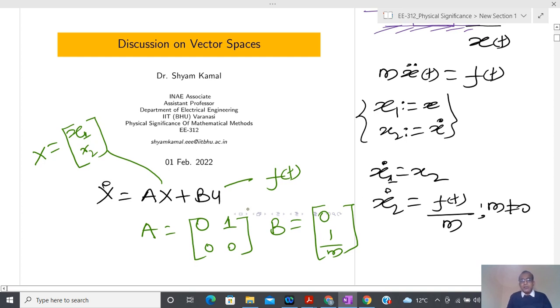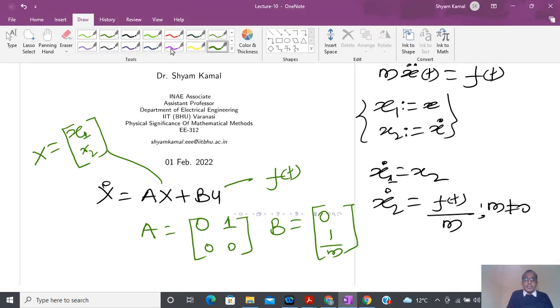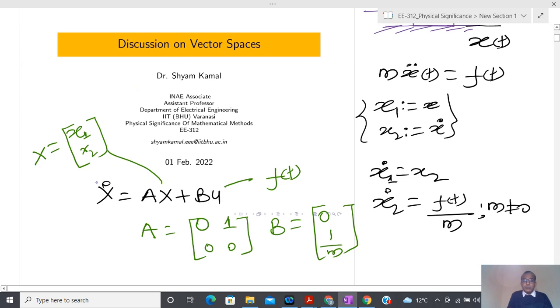Now try to see this system carefully. Here if I want to know how a state is evolving, then I need some kind of space. So what kind of space is required to understand the evolution of this state x and x dot? Here I have two states, position and velocity. We have already discussed why x and x dot are the states, because if you know the initial condition of x and x dot, then you are able to understand the future trajectory.